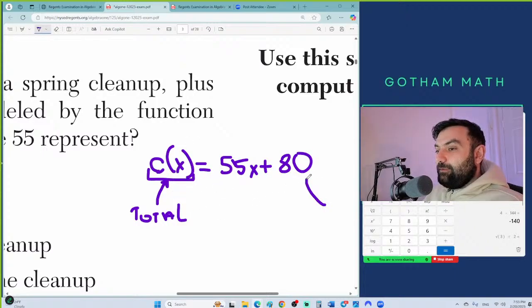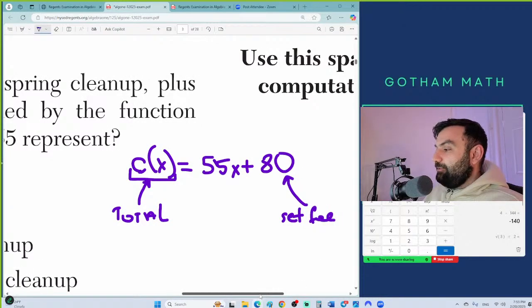Now, what is this number? This number is usually a set fee, something that doesn't change no matter how many hours you've rented the boat or the car. You're paying a set fee to get in, and then it becomes an hourly rate. So it's a set fee all the time.